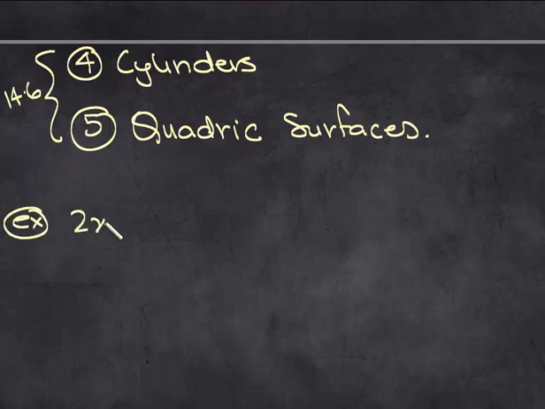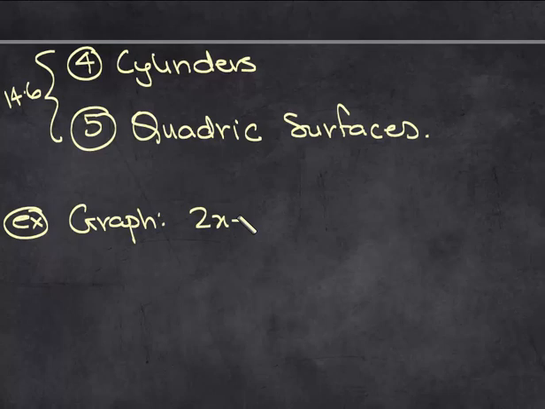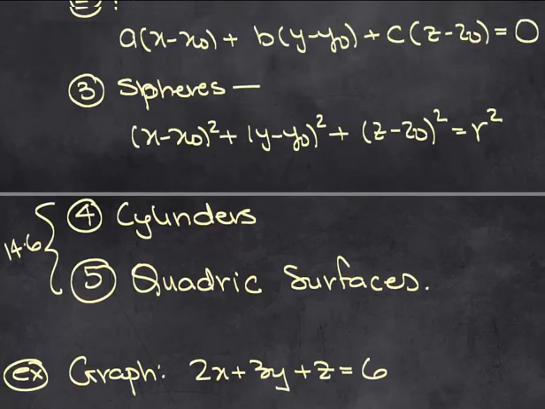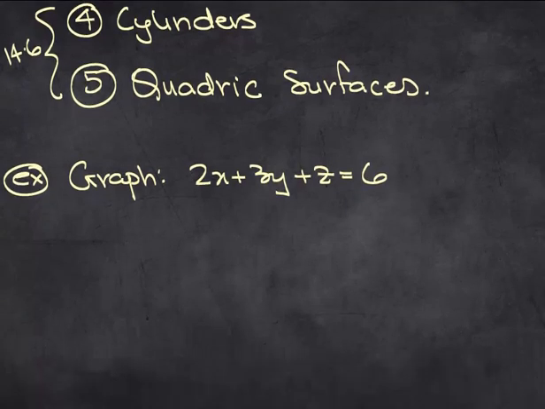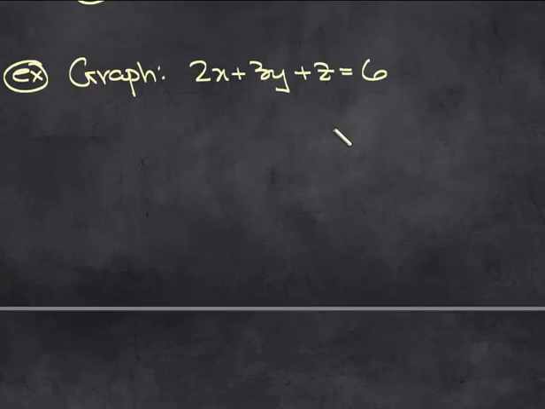So let's say you have 2x plus 3y plus z is equal to, let's say, 6. This is a plane. Again, you have to recognize what it is, and that's why I gave you this. So these 3 things we should be able to recognize now. This looks like this. So we want to graph the plane. The best way to graph a plane is just to start with the intercepts.